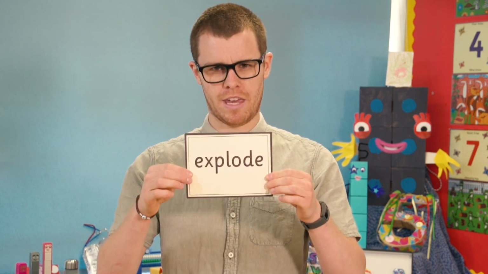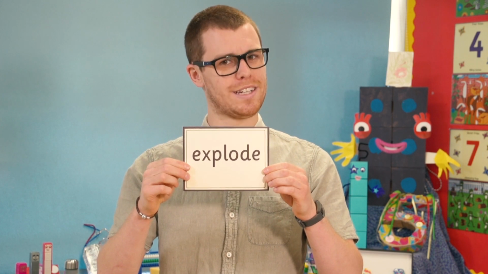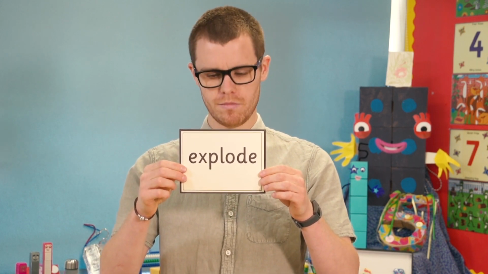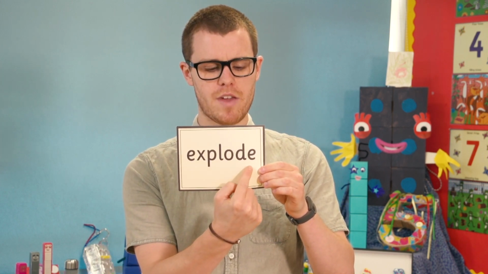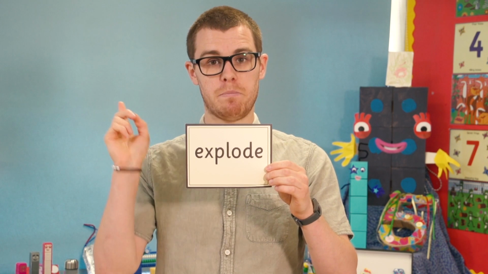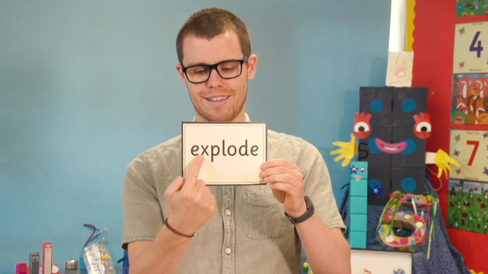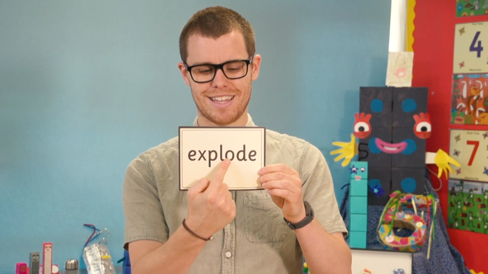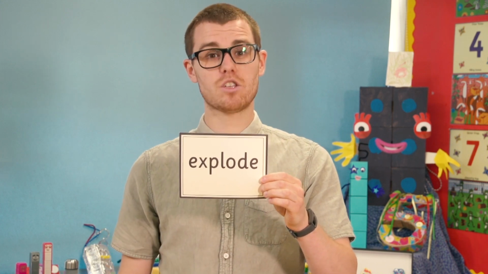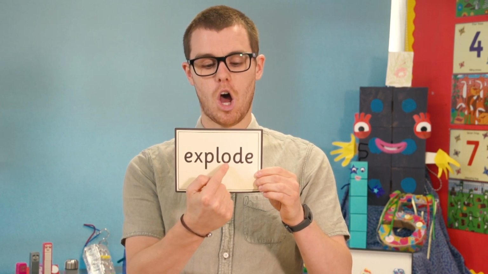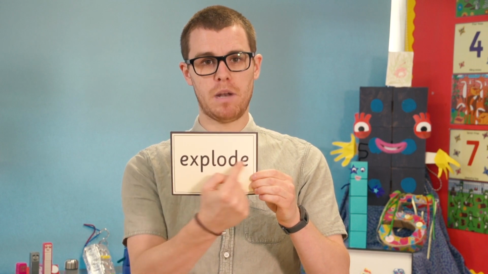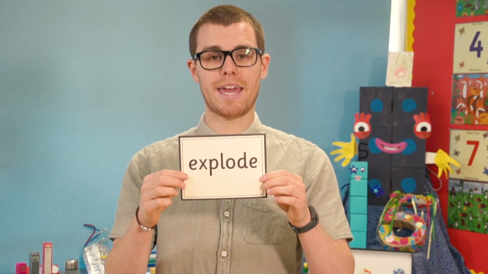Can you spot the grapheme that says O in this word? That's right. This split vowel digraph here says O. Now read each sound and blend as I point. Let's read together. X, P, L, O, D. Explode. When something blows up, it explodes.